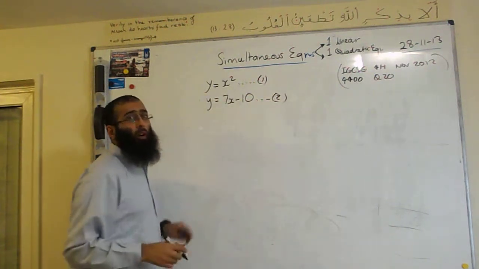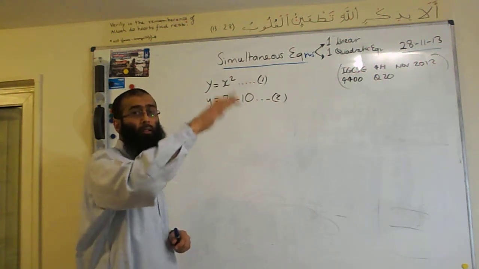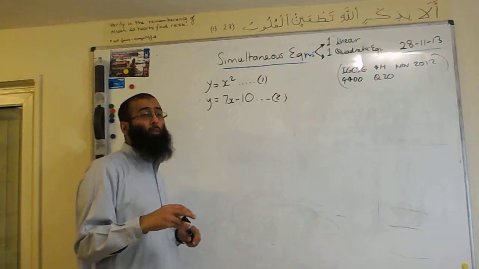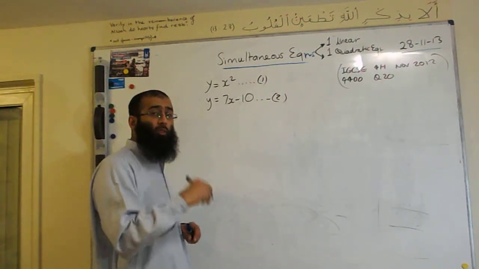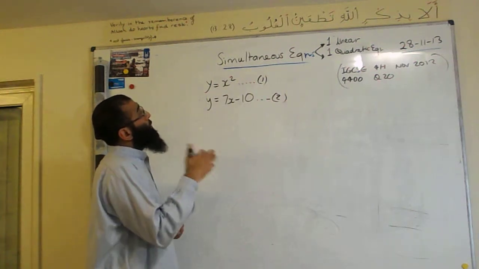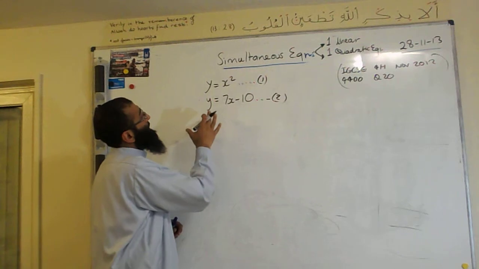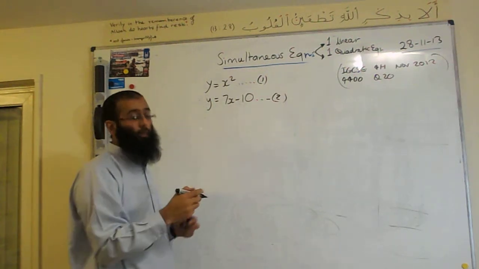the first equation, y equals x squared, that is a quadratic equation, so we have a parabola, a nice curve. Second equation, y equals 7x minus 10 is our linear equation, which is a straight line. And we're going to use the same technique as we've done in the previous video, where we're going to work out the simultaneous equation. We're going to eliminate the y from the top equation by substituting.